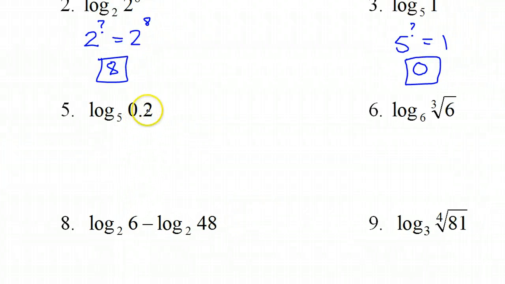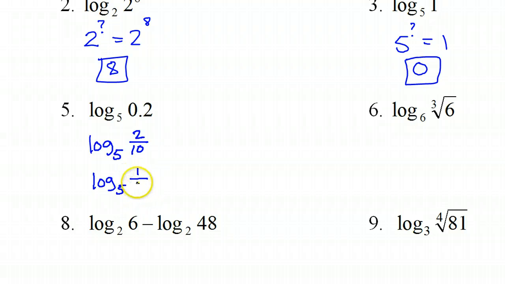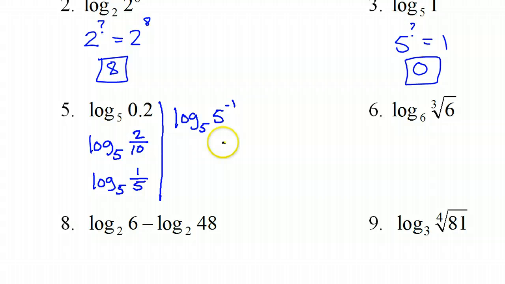Okay, this is the tenths place. So once again, this would be like having log base 5 of 2/10. Now this will reduce. So this will be log base 5 of 1/5. Liking those 5s there. That 5 in the denominator, alright, so that would be the same thing as having log base 5 of 5 to the negative 1 power. Okay, now these logs, log base 5 and base 5, they're going to cancel out and give us negative 1.